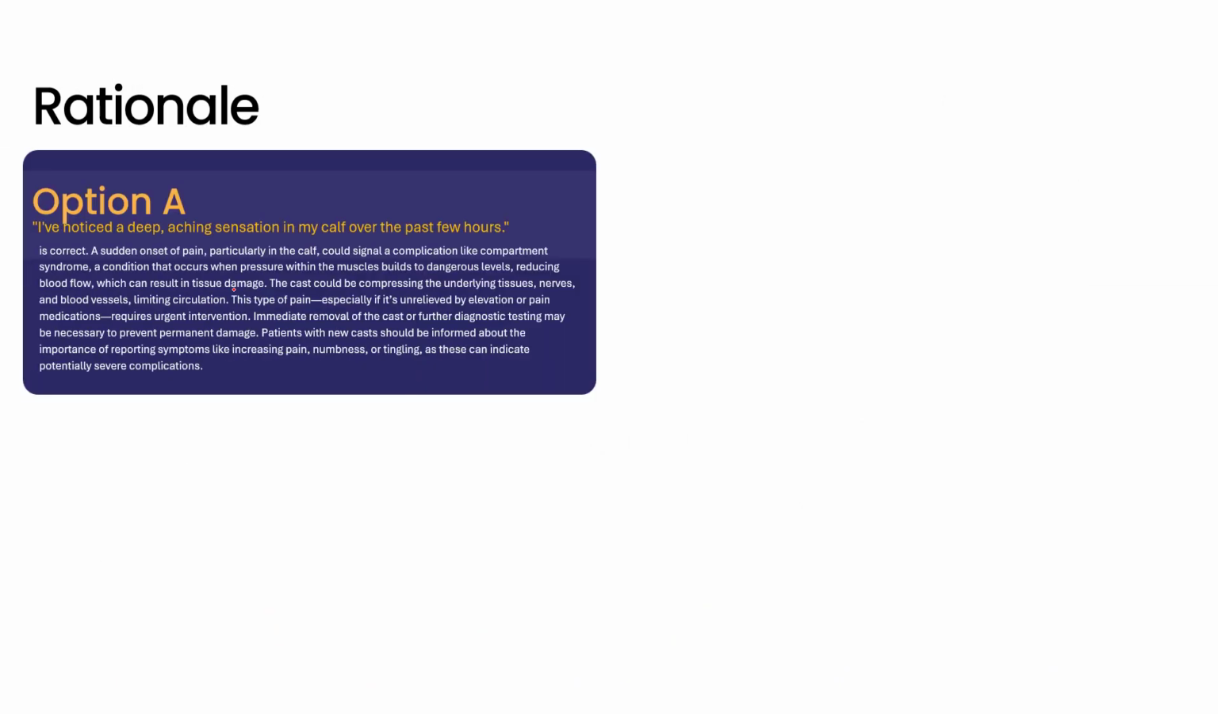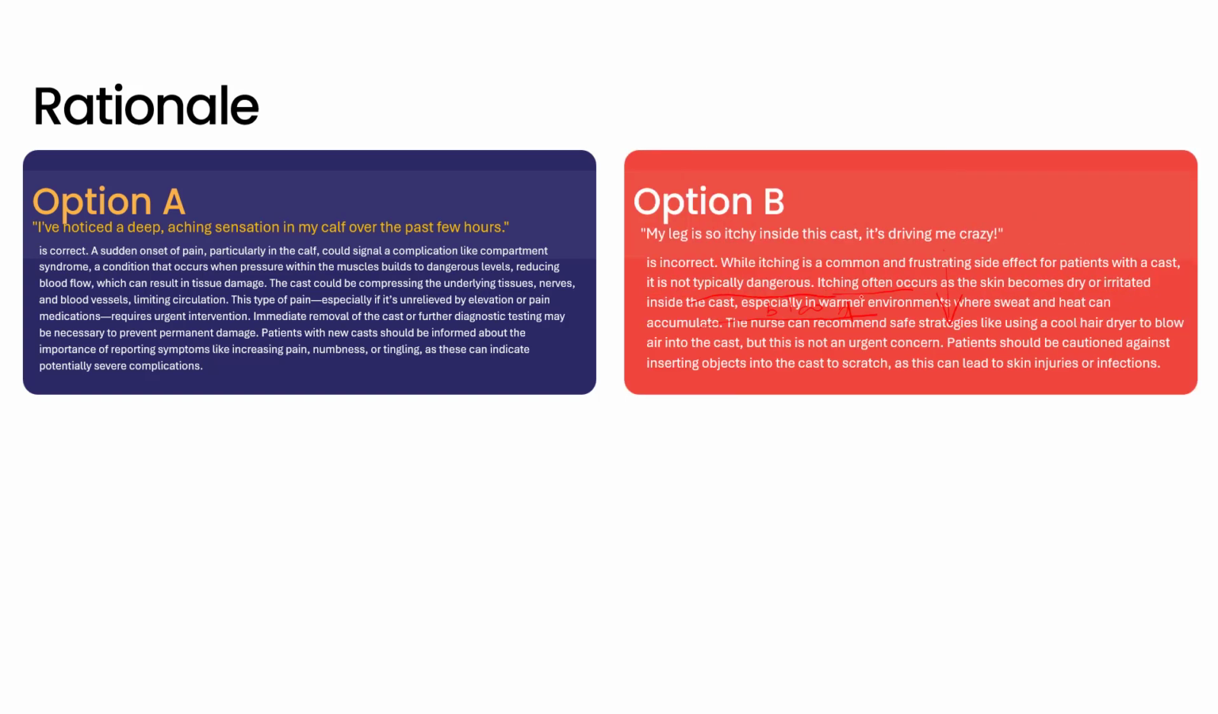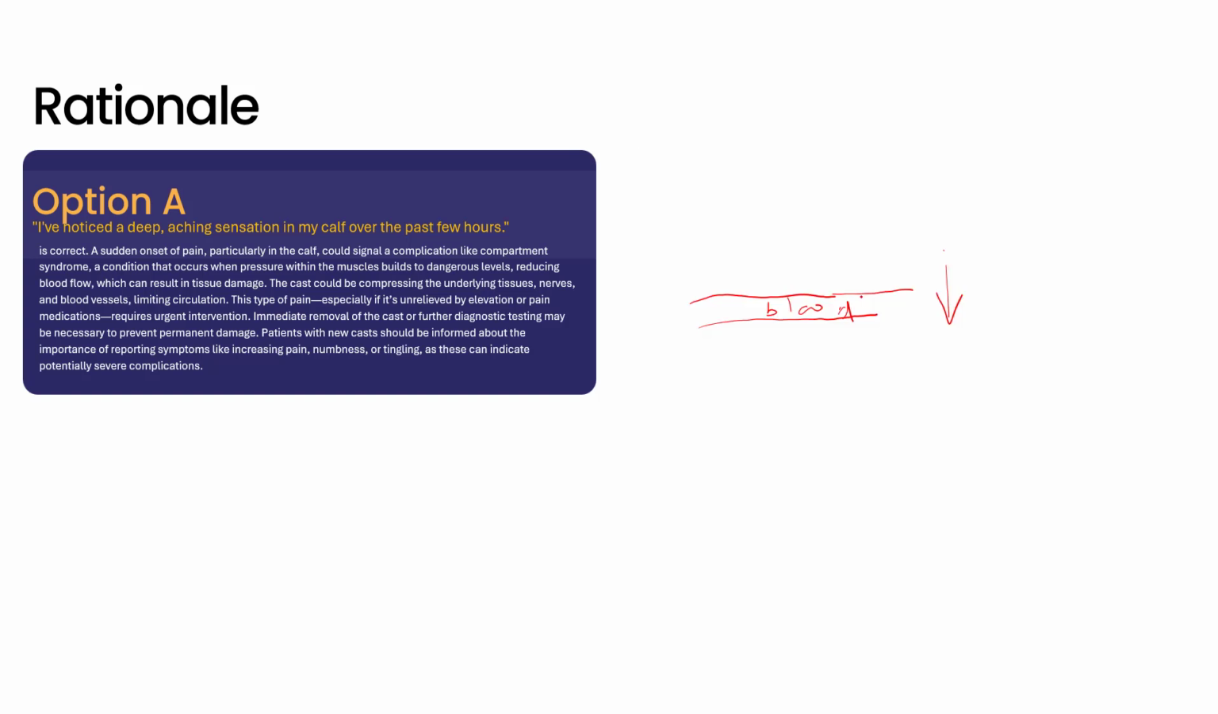A is correct. A sudden onset of pain, particularly in the calf, could signal a complication like compartment syndrome, a condition that occurs when pressure within the muscles builds to dangerous levels, reducing blood flow, which can result in tissue damage. The cast could be compressing the underlying tissues, nerves, and blood vessels, limiting circulation.